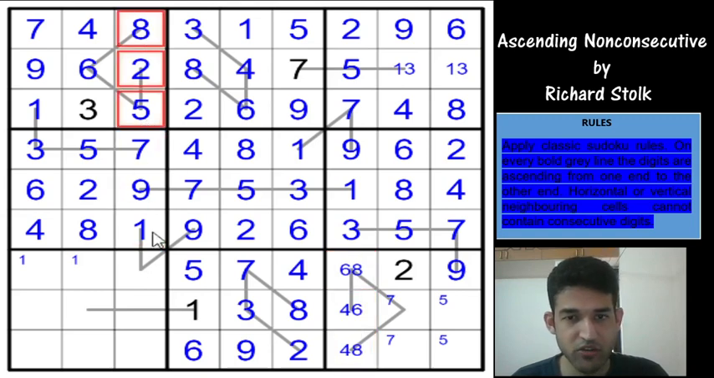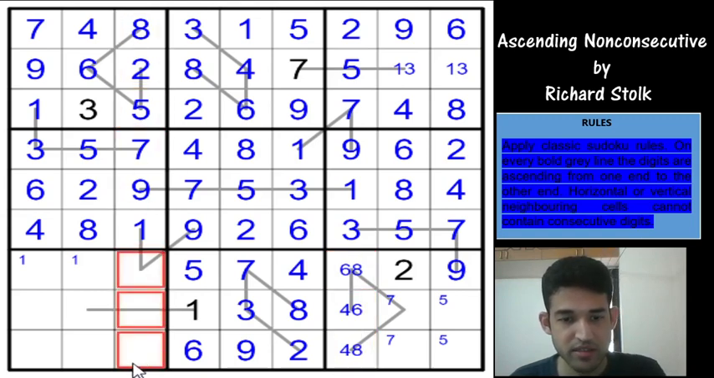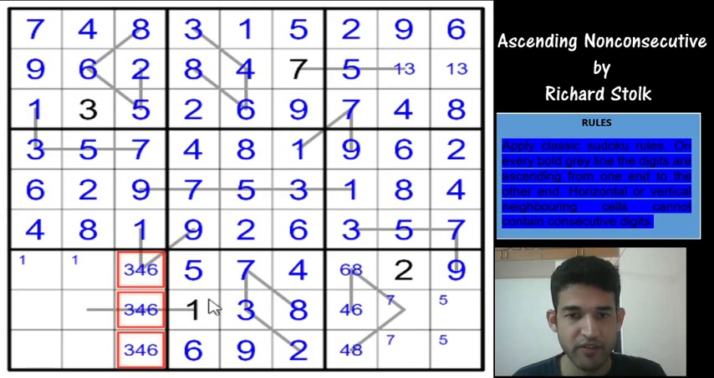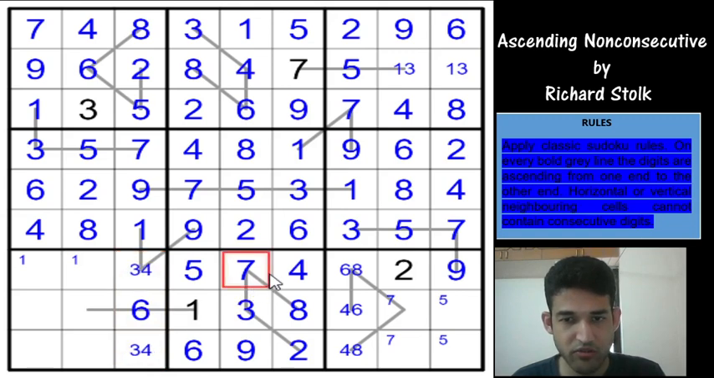So 1, 7, 9, 2, 5, 8. So that would be 3, 4 and 6, right? So you can't have 3 and 4 in adjacent cells. So this has to be a 6. So that becomes now 3, 4, 3, 4, 4 is here. That gives a 3 here and a 4 here. Super fun, guys. So 4, 6, 8 gets resolved. So that's 8, that's 6, that's 4.